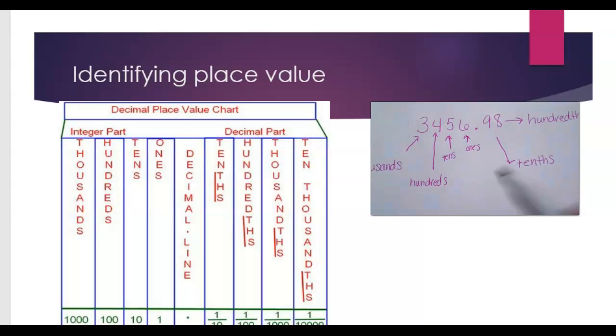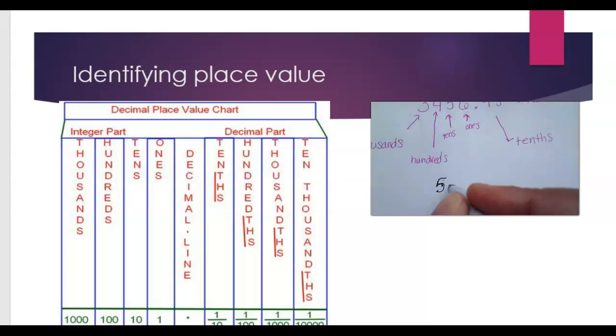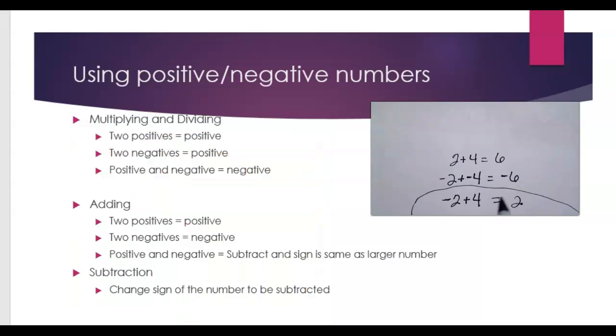So if I had the number, let's say 582.4, we would say that there are 5 hundreds units, so here's the hundreds place. There are 8 units of tens, this is the tens place, 2 single units or ones unit, decimal point, and then 4 tenths of a number. So that's place value. All right, let's look at what happens when you add positive and negative numbers.